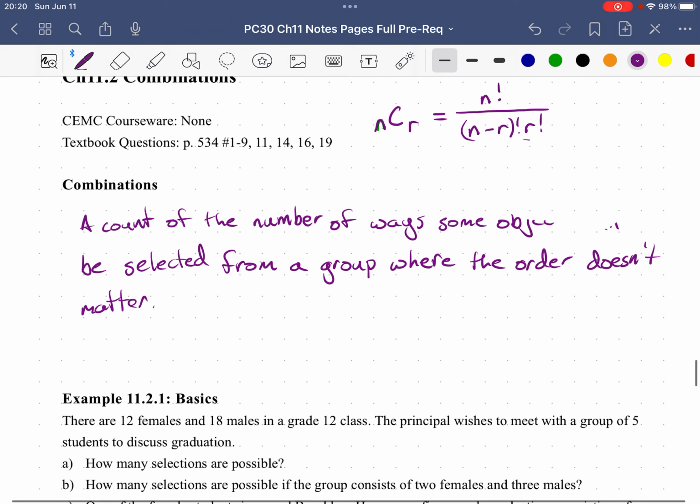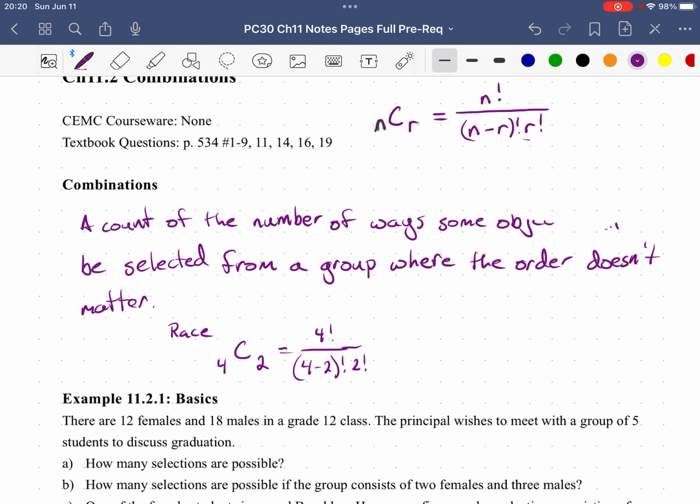So just like that. As an example, if we do our race example from before, there's 4 contestants in the race, and we only care about the top 2, so it's 4 choose 2. The order of the choosing doesn't matter. Doesn't matter if they're first or second. So it's going to be 4 factorial over 4 minus 2 factorial times 2 factorial. So that is then going to give us 4 factorial over 2 factorial times 2 factorial.